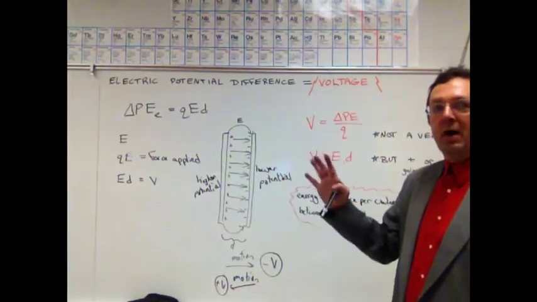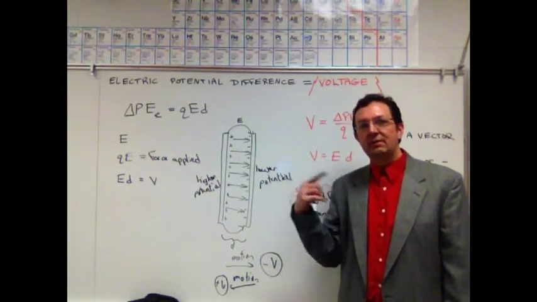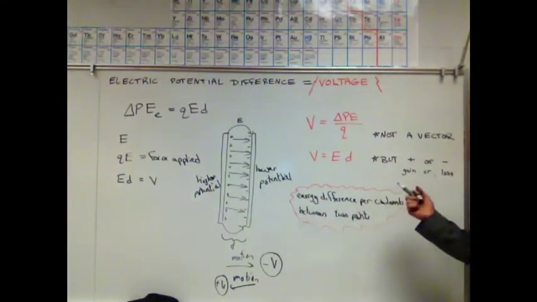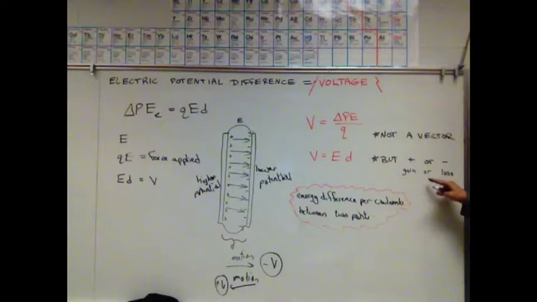Again, remember, these positives and negatives are not directions. Positives and negatives in all energy and voltages represent a gain or a loss. It's not a vector. Remember, electric potential energy per coulomb between 2 points is the definition for voltage and also the definition for electric potential difference because they are the same.